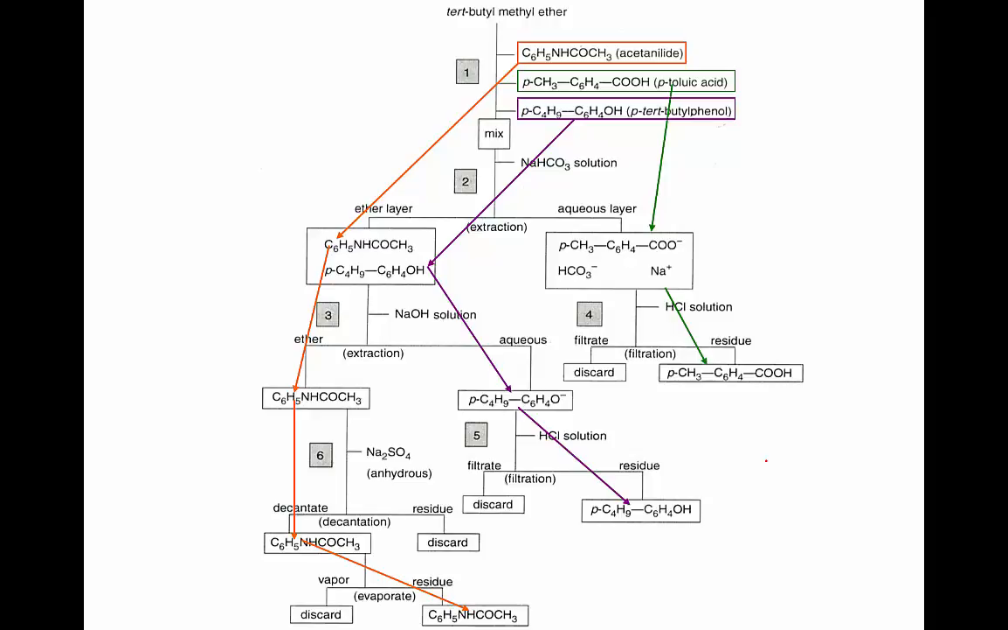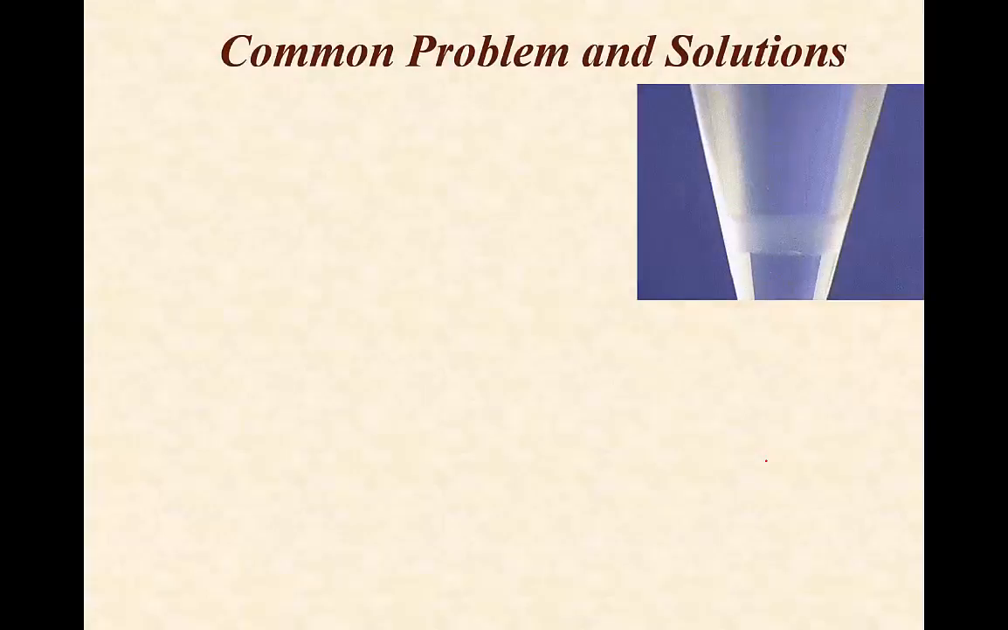You may find it helpful to sketch that out on your flowchart to keep track of where things are. Now there are some common problems that come up in this lab. I just want to talk to you about those and what you do about them if they happen. One problem is that sometimes people get a little bit too enthusiastic when they're mixing their 2 layers together, doing the extraction, and you get what is known as an emulsion that forms between the two layers.